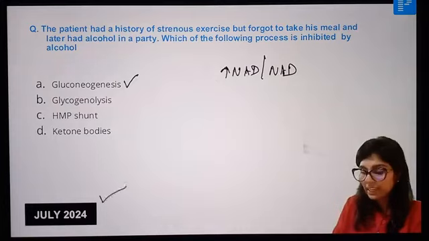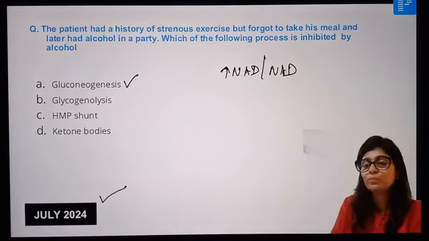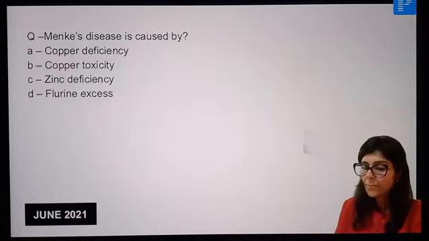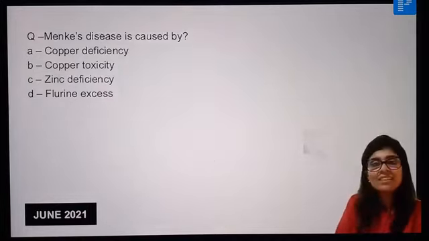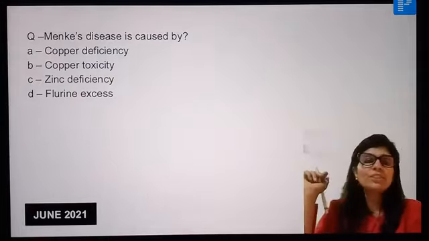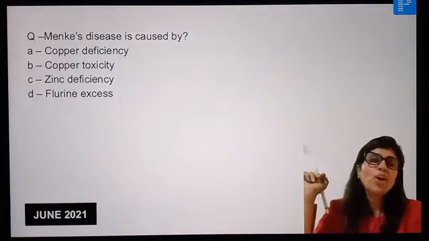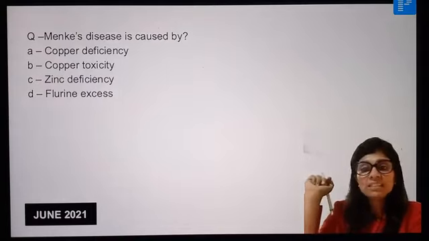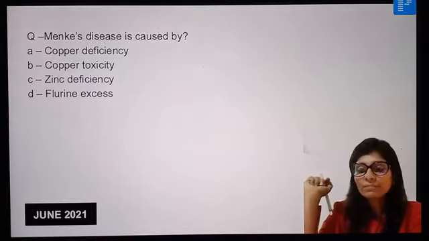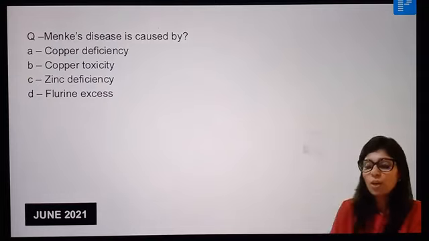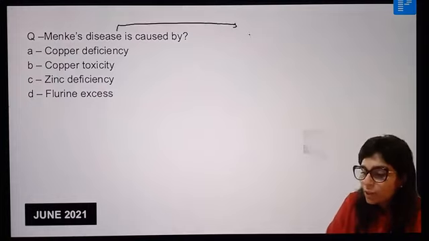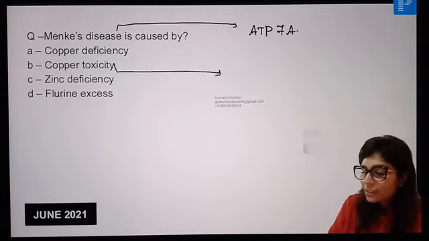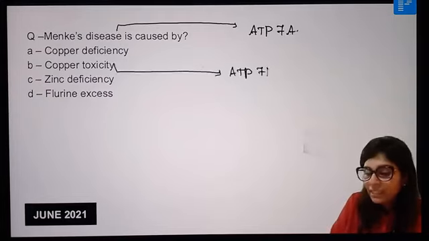Okay. This is again a July 2024 MCQ. Menkes disease is caused by... Can anybody answer this? A very simple question. Copper deficiency causes Menkes disease. Copper toxicity causes Wilson's disease. Are you clear? Copper deficiency causes Menkes disease. Copper toxicity causes Wilson's disease. And Menkes disease is caused by the defect of ATP7A. Wilson's disease is caused by the defect of ATP7B.